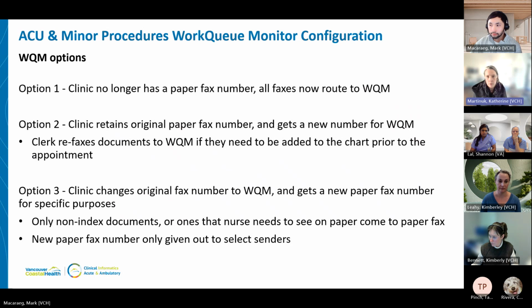So all your faxes will still come in on paper. You can sort them how you need. If the nurse needs to screen or triage a request, like a request for wound care, you've got a piece of paper you can put in front of the nurse. And then after that, that and anything else that needs to be indexed, like a blood consent, the clerk can fax to work queue monitor. So that's what I'm recommending.